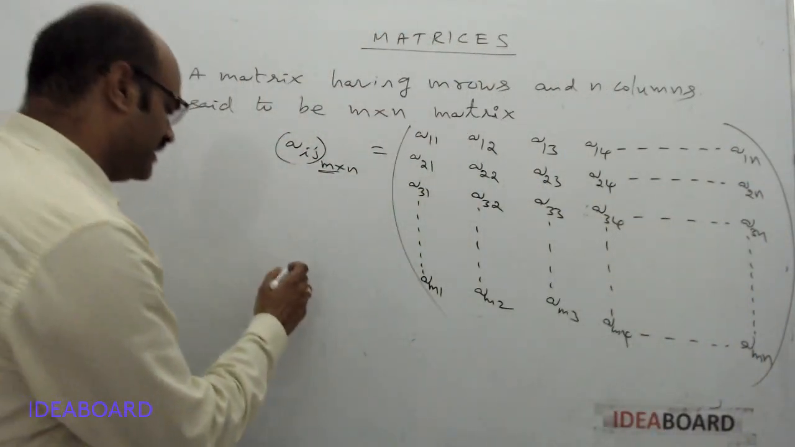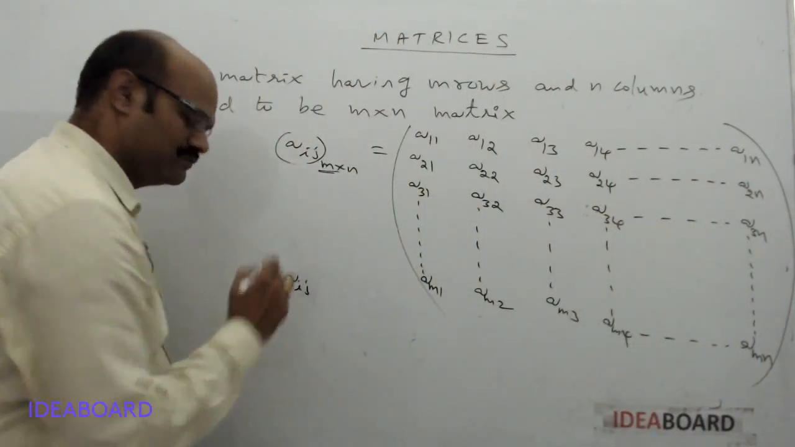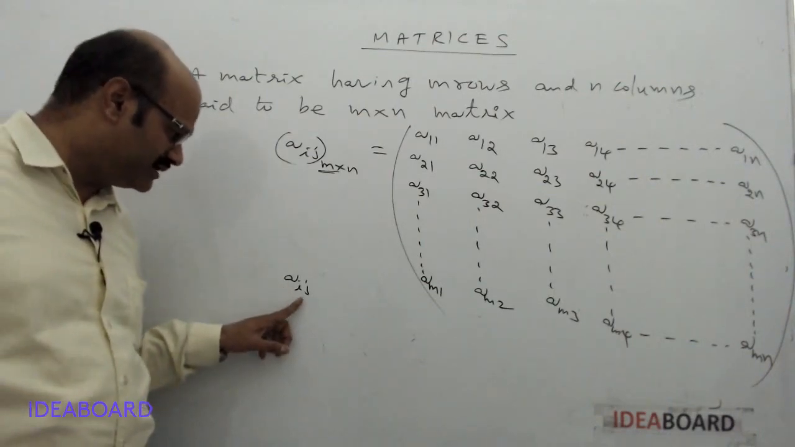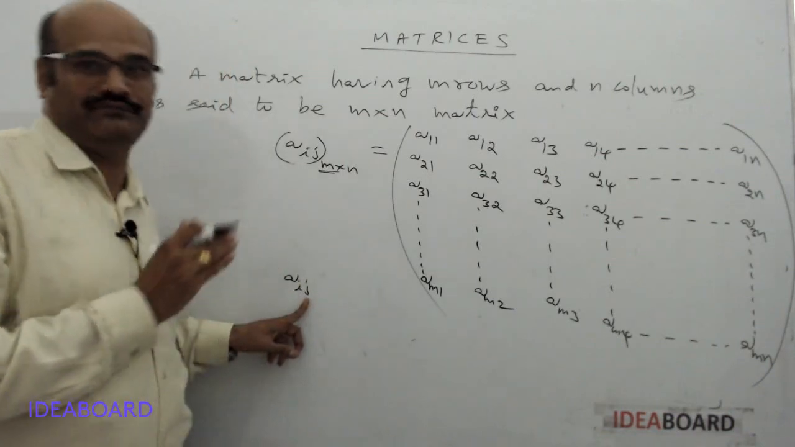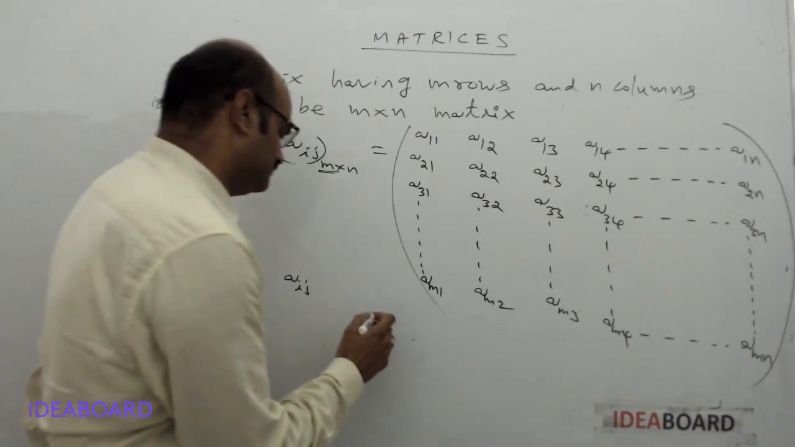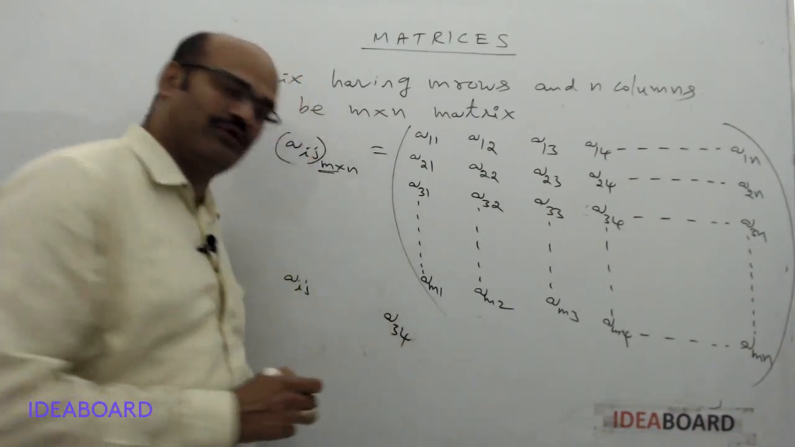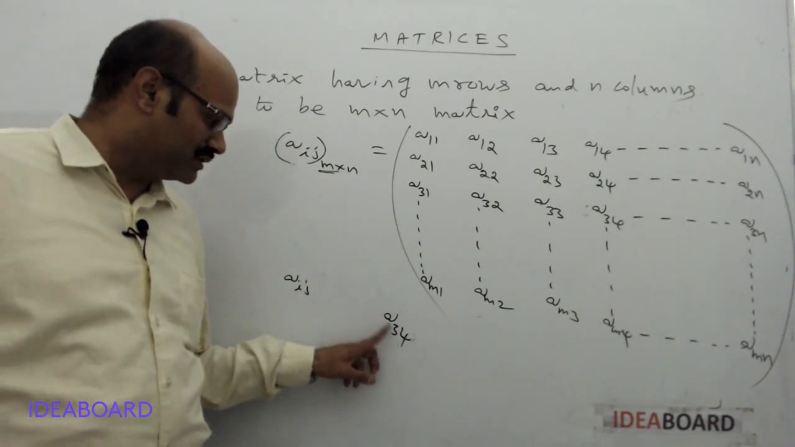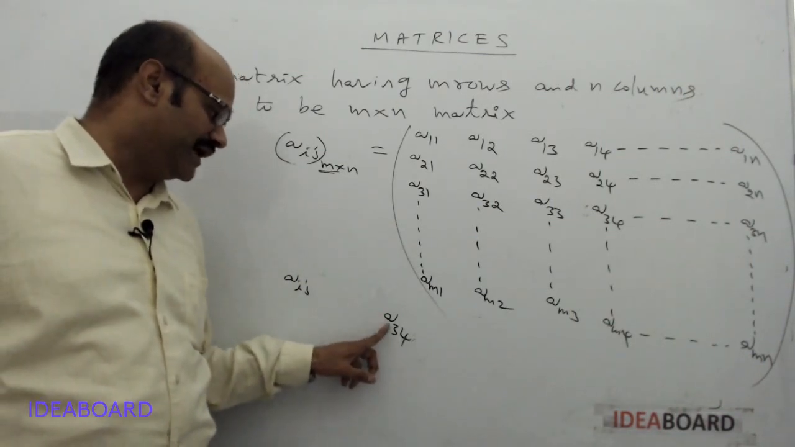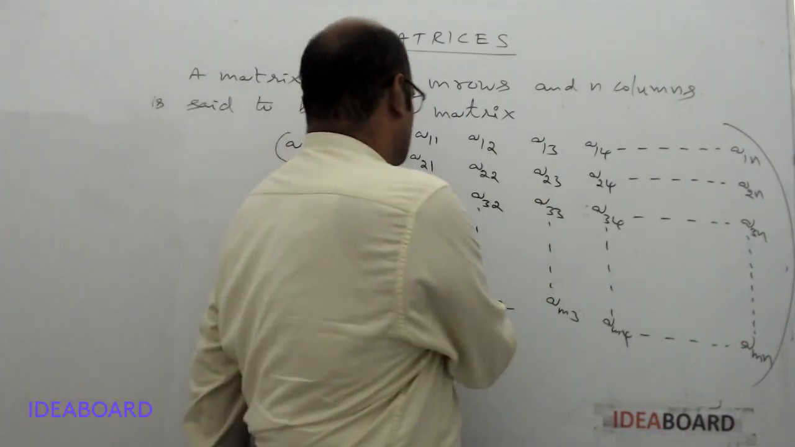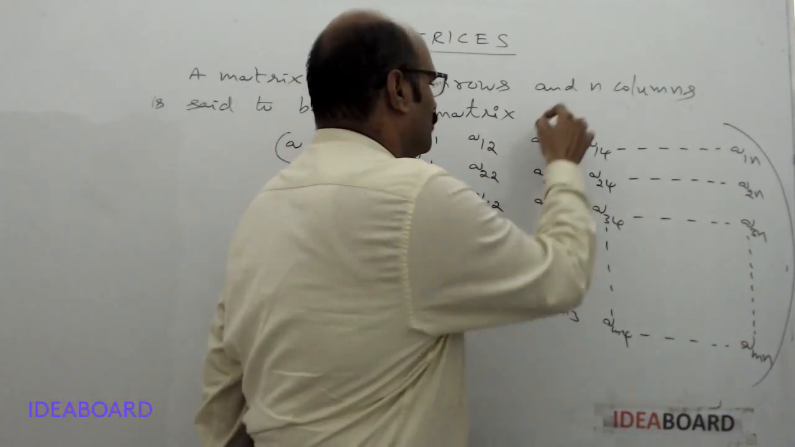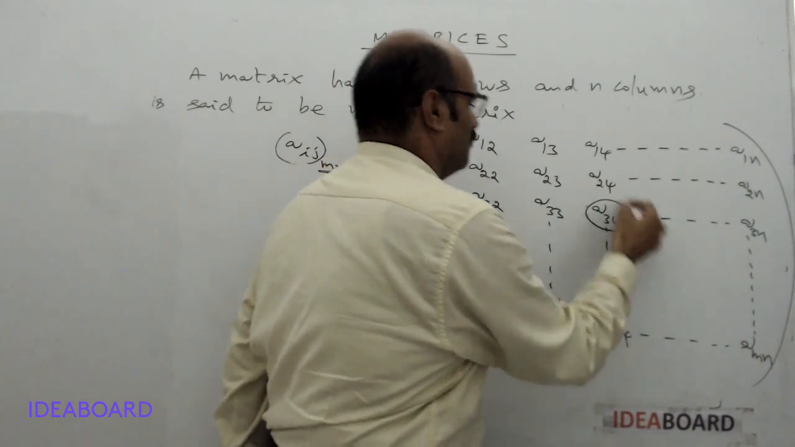Suppose if you take the element Aij, the element Aij lies in ith row and jth column. If you take A34, the element A34 lies in third row and fourth column. So this is the third row and this is the fourth column. So this is A34.